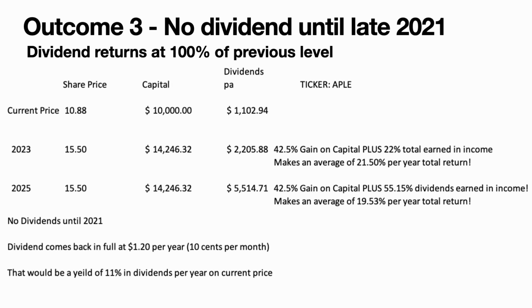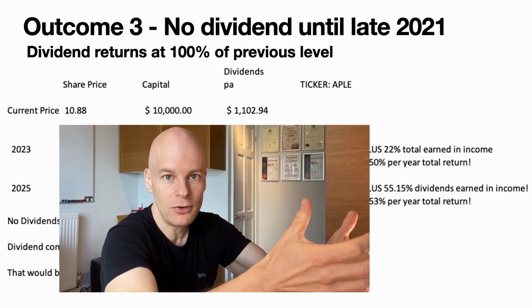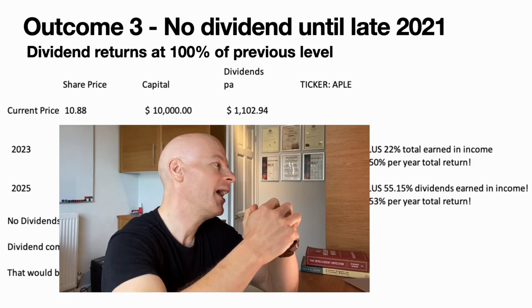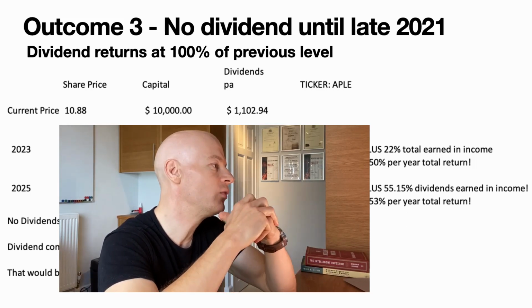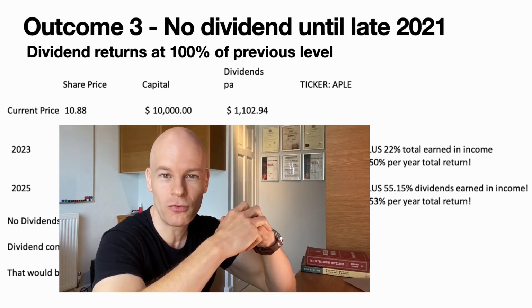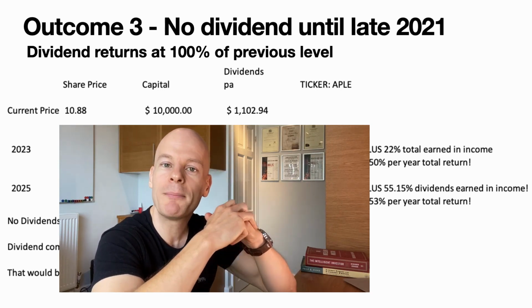Let's assume that the dividend, when it does return, returns to full strength, so 100% of its previous level, which is perfectly possible, and that could happen in late 2021. I'm not saying that it will, but it could. And if it did, I do think the share price would go higher than the $13.50. I think $15.50 is probably where we could realistically expect it to go to.